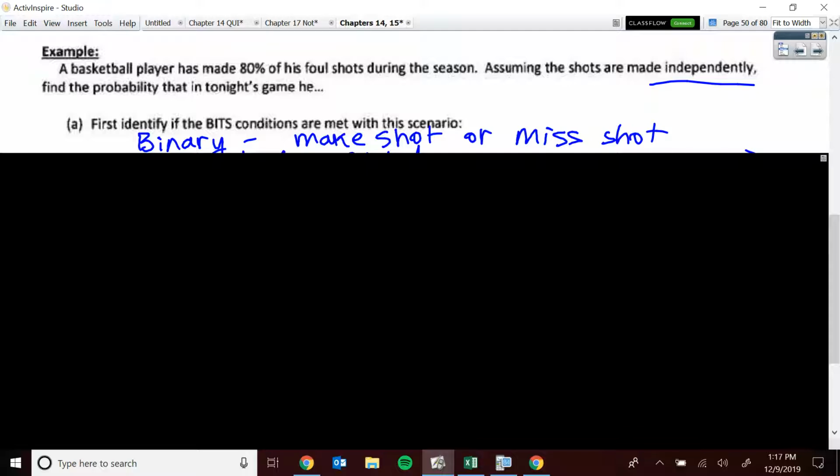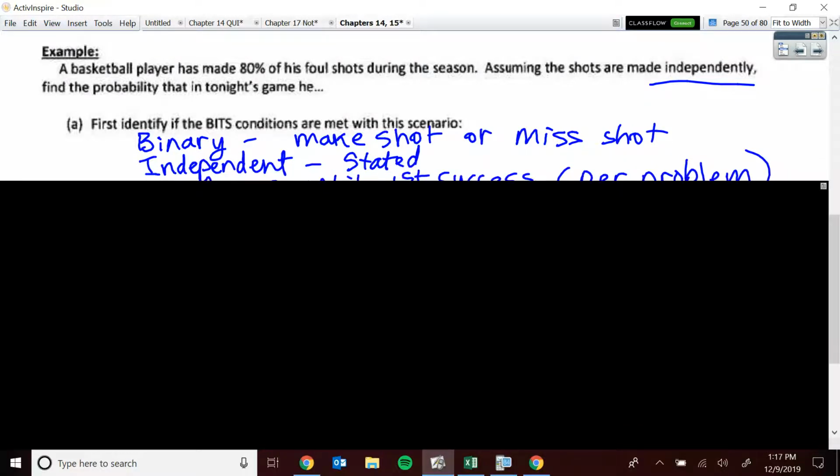Okay, and so what about independent? We're pretty much told that, right? Okay, so check. I'm glad we were told that because I don't necessarily know if in real life that is the case.